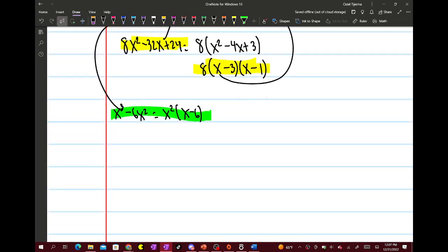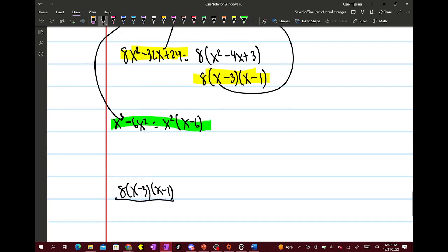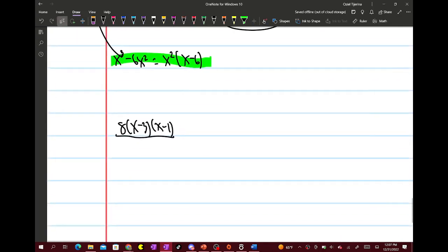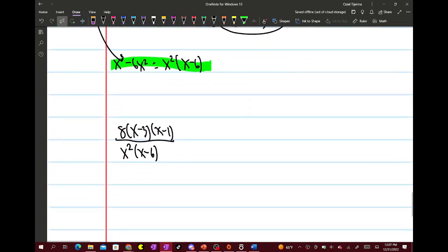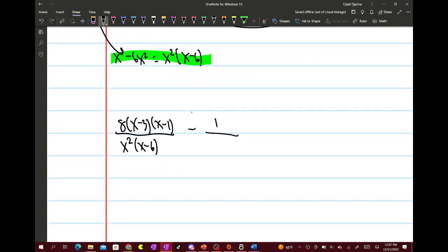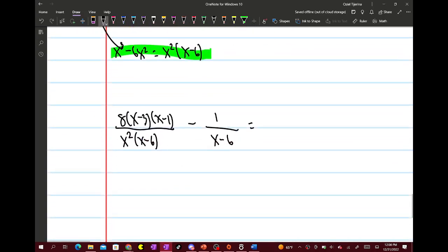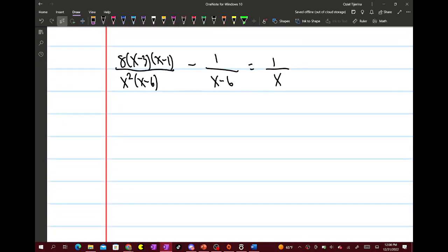So we have 8 times (x minus 3) times (x minus 1) over x squared times (x minus 6), and then we have minus 1 over (x minus 6), and this is equal to 1 over x, right? So now it's a matter of getting the common denominator. I mean, you could do cross multiplication.